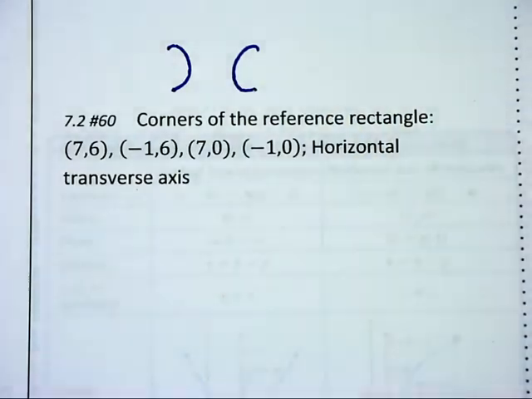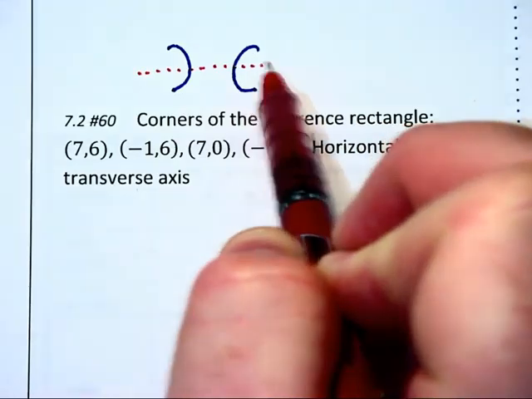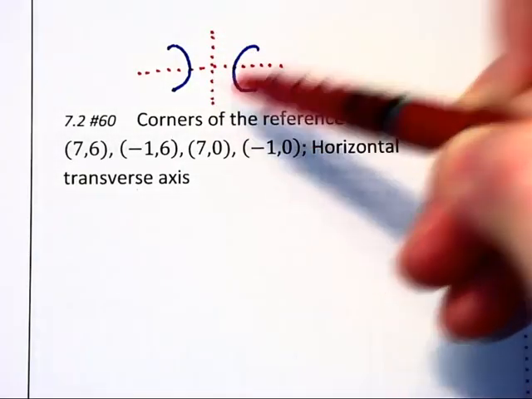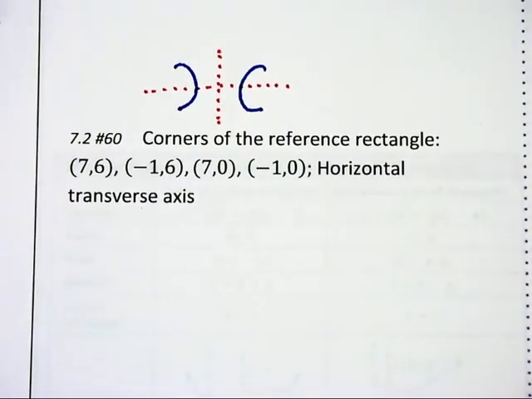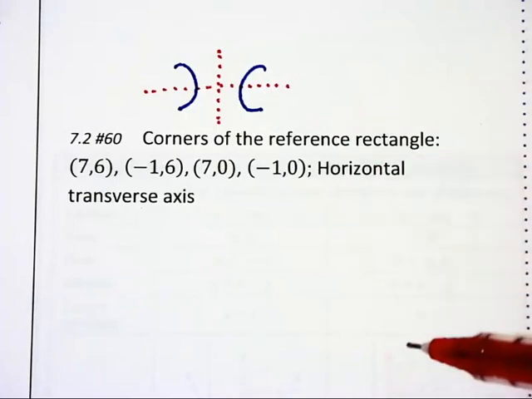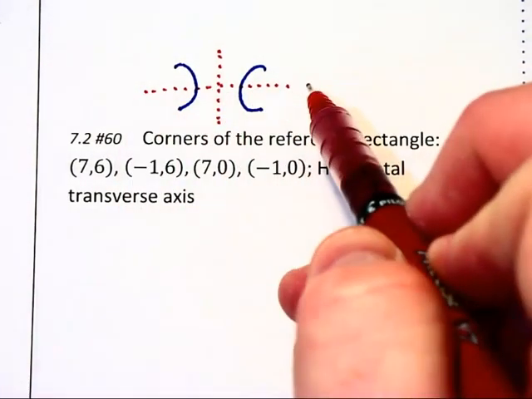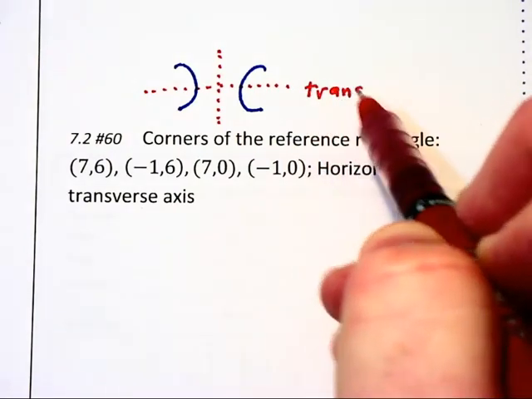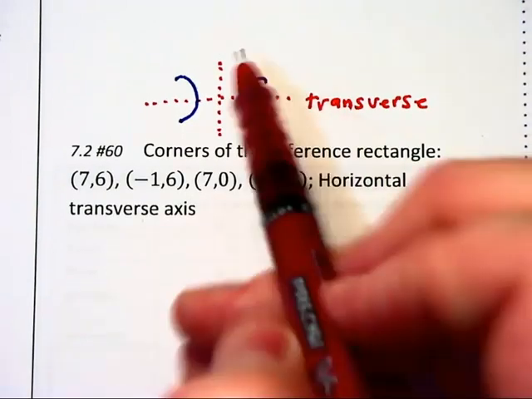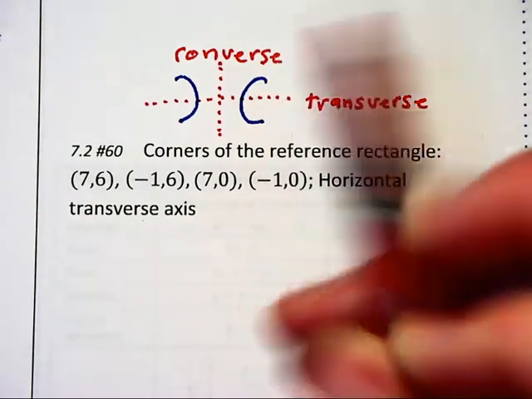There are 2 axes of symmetry. There is one which cuts through the 2 curves, and there's another one that separates the 2 curves. Both of these have the curve symmetric about them. The one that crosses through the 2 curves is known as the transverse axis, and the one that separates it into 2 curves is known as the conjugate axis.